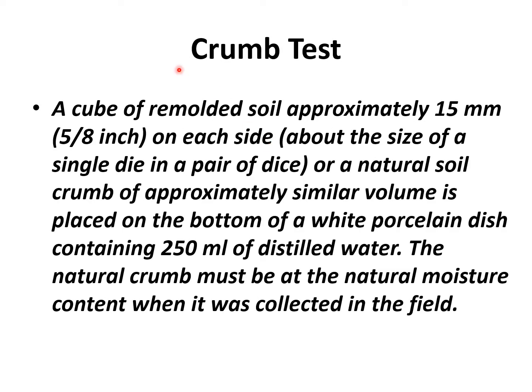So first look at the crumb test. What we do in the crumb test: a cube of pre-molded soil, approximately 15 millimeters or 5/8 inch on each side, about the size of a single die in a pair of dice, or a natural soil crumb of approximately similar volume, is placed on the bottom of a white porcelain dish containing 250 ml of distilled water. The natural crumb must be at the natural moisture content when it was collected in the field.